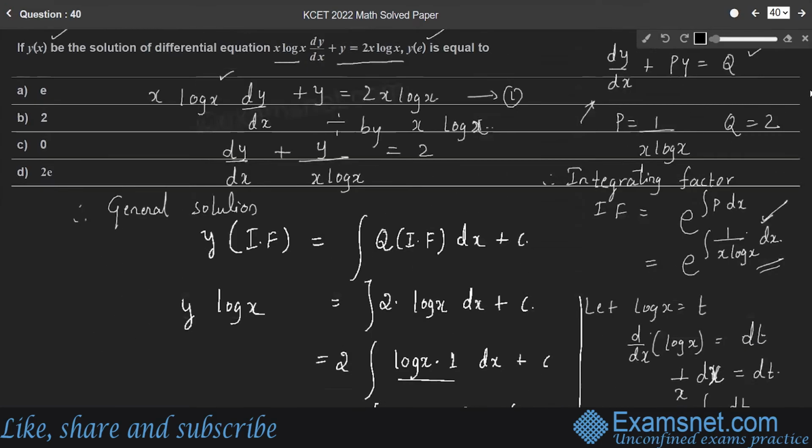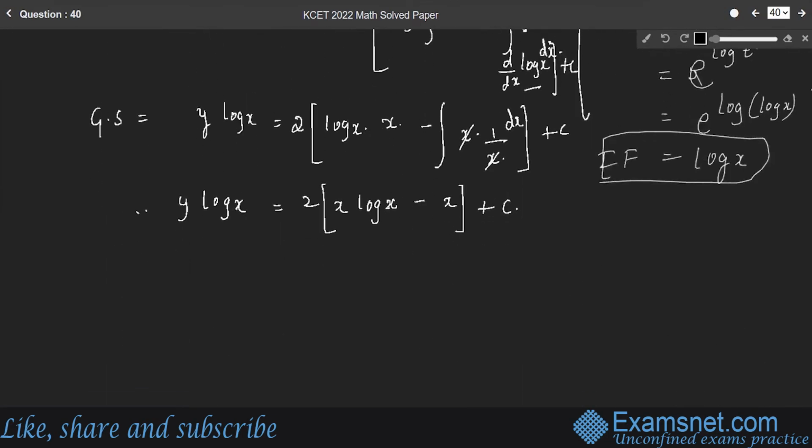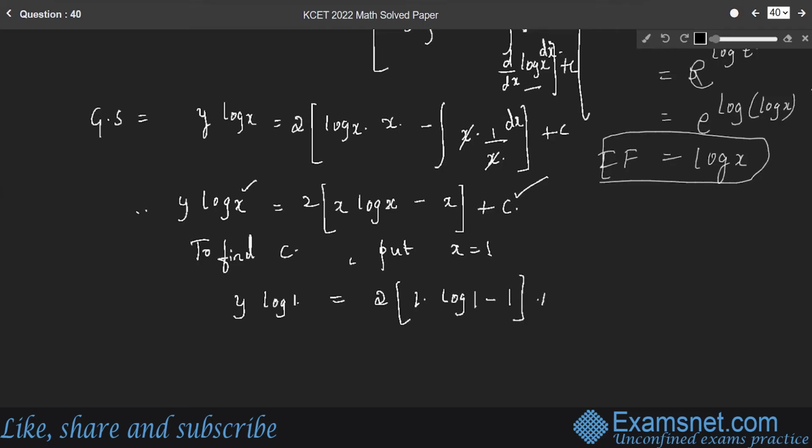So here the question is to find y of e. In place of x, we are going to substitute e, right? So for that, we need the value of c. To find c, let us put the value of x as 1. So here y log 1 becomes 0. It becomes 0. So 2 into x log x, so 1 into log 1 minus 1 plus c, right?